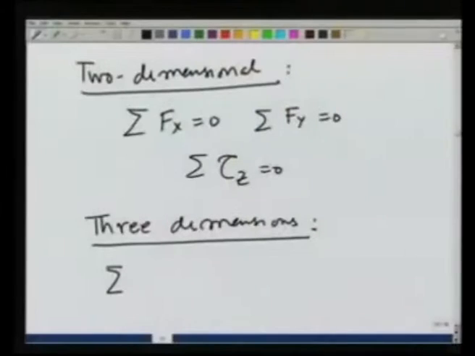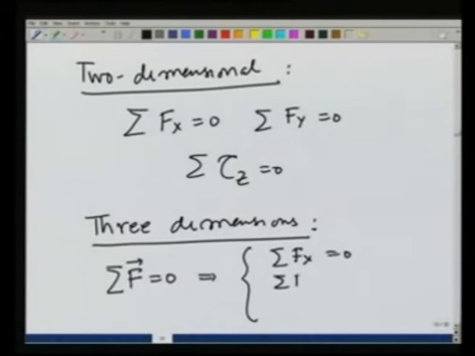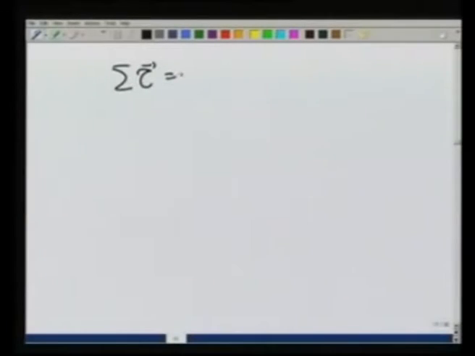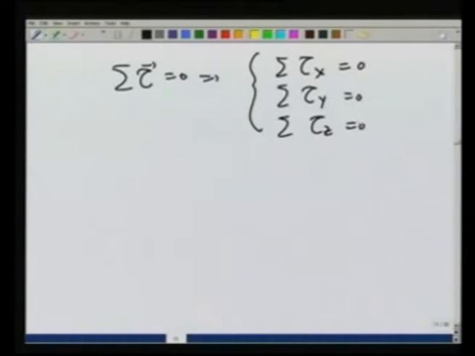In 3 dimensions, obviously, the condition that summation f vector is equal to 0 becomes summation f x is equal to 0, summation f y is equal to 0 and summation f z is equal to 0. Similarly, the condition that summation tau vector is 0 implies that summation of all the torques along the x axis is 0, summation tau y is 0 and summation tau z is 0.